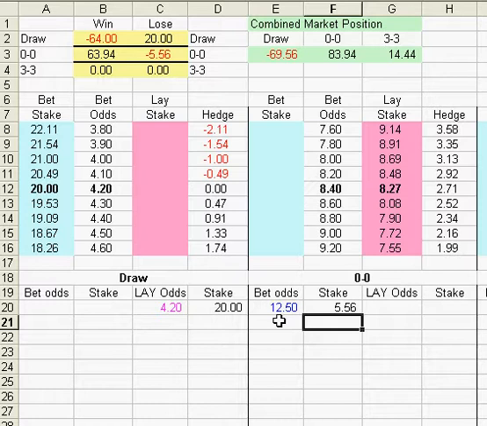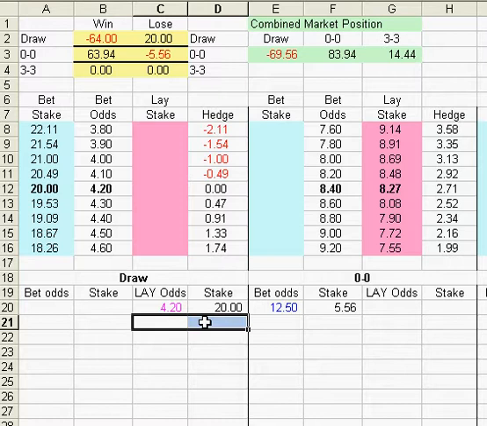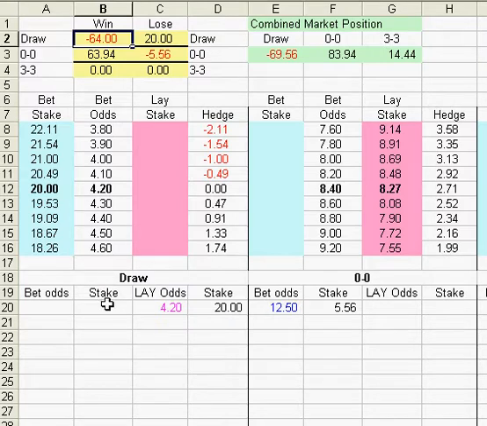So if the game remains 0-0, that bet at 12.5 of £5.56 would win us £63.94, and we would have liabilities of our lay at 4.32 for £20 of £64, so we'd only lose 6 pence.